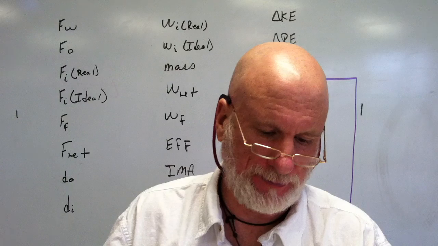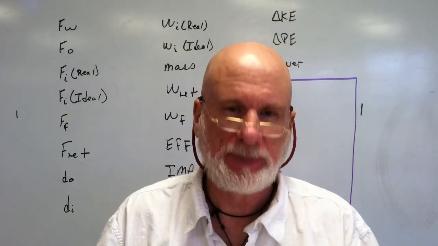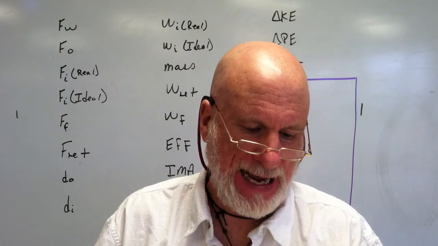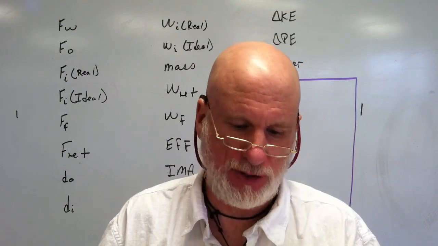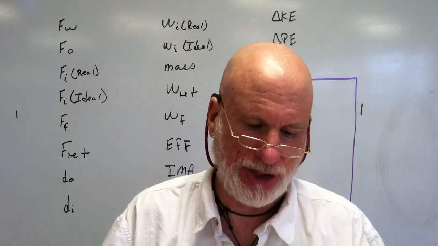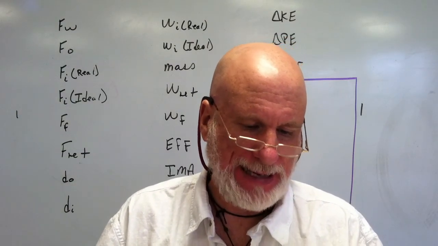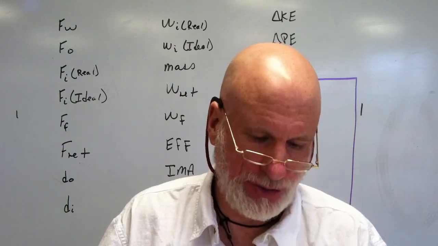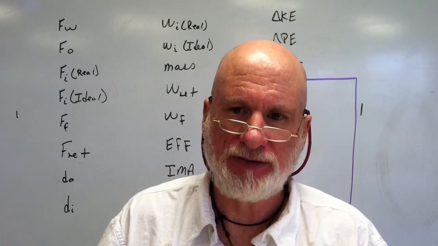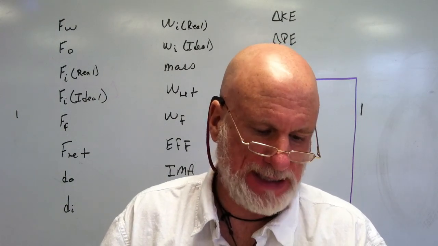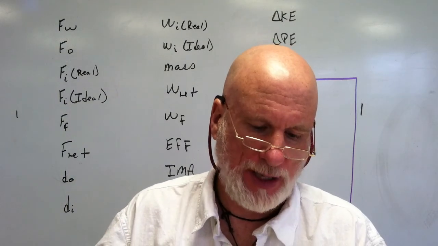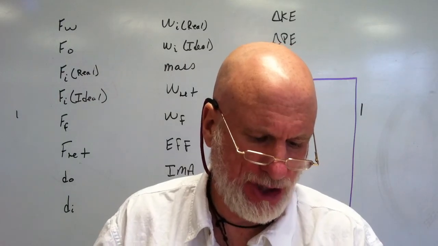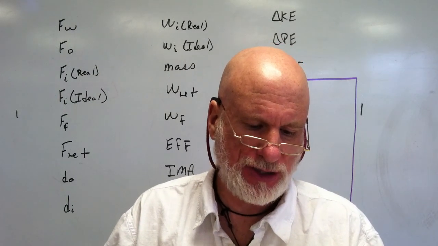Eben lifts an engine out of his Volkswagen with the help of a winch that allows him to raise the engine 0.02 meters for every 0.9 meters he pulls on the cable. Eben expends 1,000 joules of energy to lift the 800 Newton engine 0.5 meters. What is the efficiency of the winch? What is the ideal mechanical advantage of the winch? What is the actual mechanical advantage of the winch? And what force does Eben exert to lift the engine?